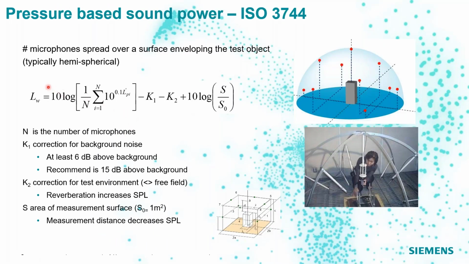I just want to mention that this first term is the average sound pressure level. So to compute the sound power, you are using the sound pressure level and then taking that area into consideration to compute the sound power and applying the correction factor.